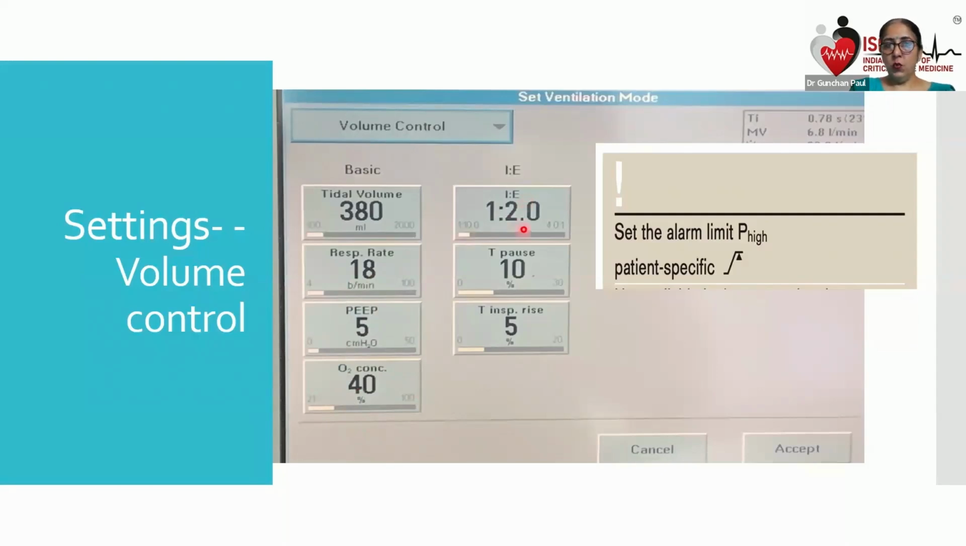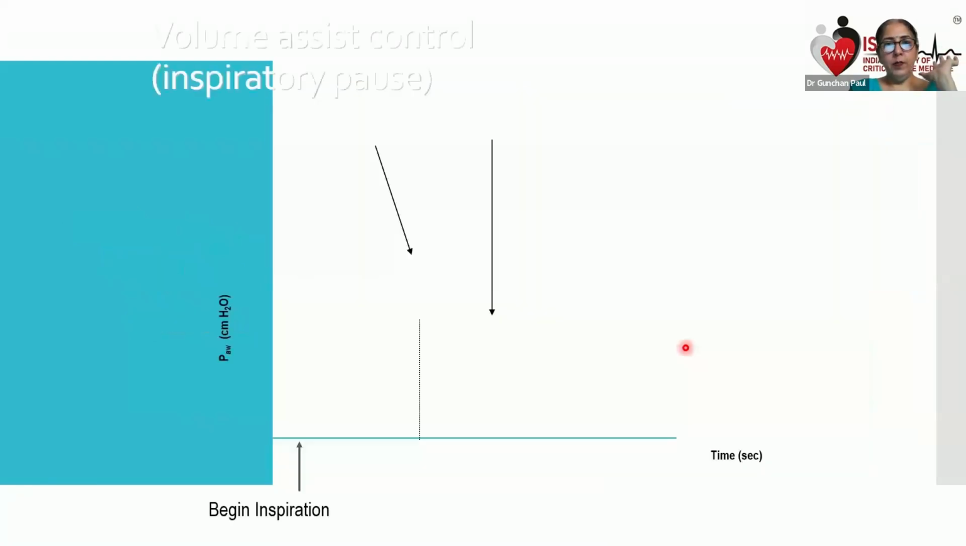IE ratio 1:2. Now we have to worry because whatever the pathology, if this tidal volume is not being delivered, I've set 380 tidal volume should be given 18 times to the patient, and the graph should come down, and during expiration, PEEP will be 5. So I have to set the P high or the P alarm limit, because when the gas is going, if there is some problem, the pressures will rise because I have fixed that 380 tidal volume must go. So when the patient is put on volume control mode, pressures have to be monitored.